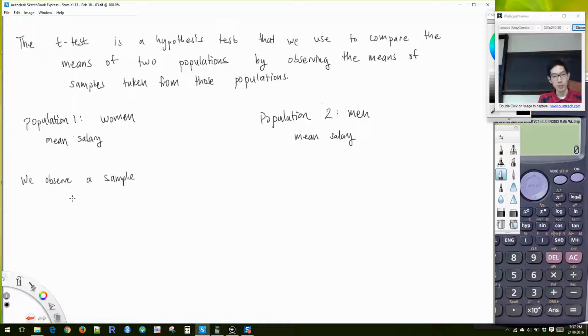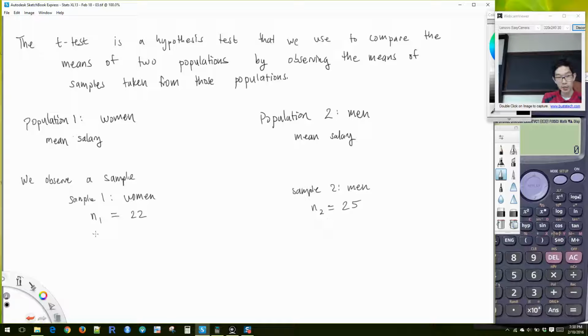Okay, so sample 1 will be women, and sample 2 will be men. And so you will have two sample sizes. N1 will be, I don't know, let's say we looked at 22 women and we looked at 25 men, okay? The sample sizes don't have to be the same.